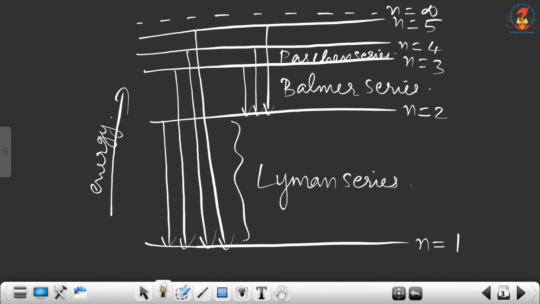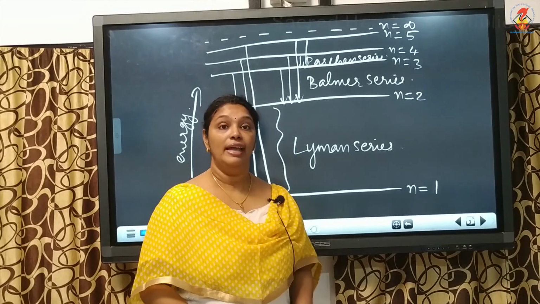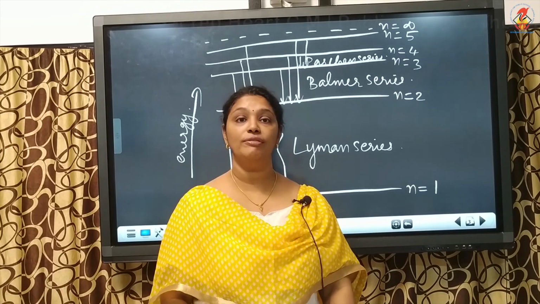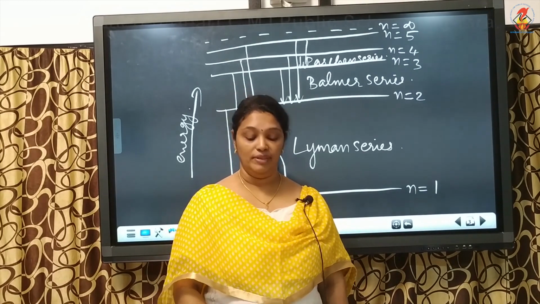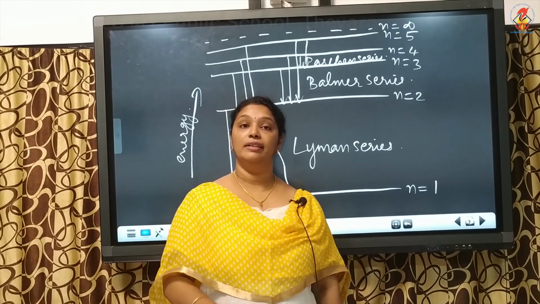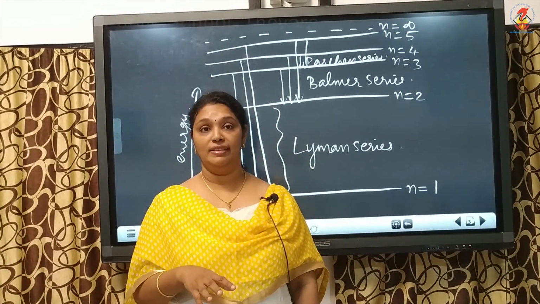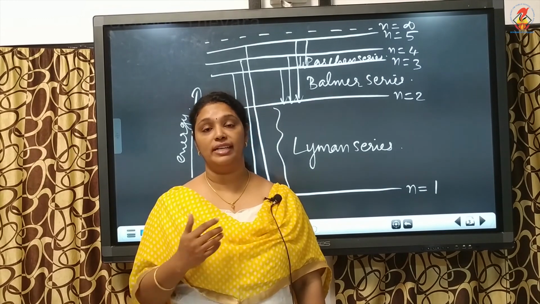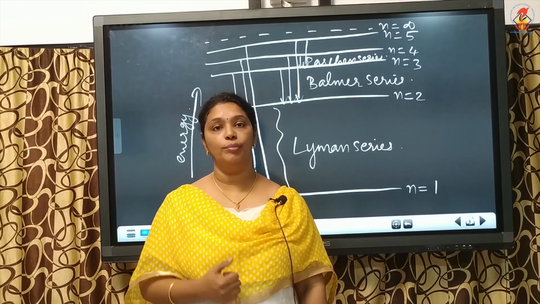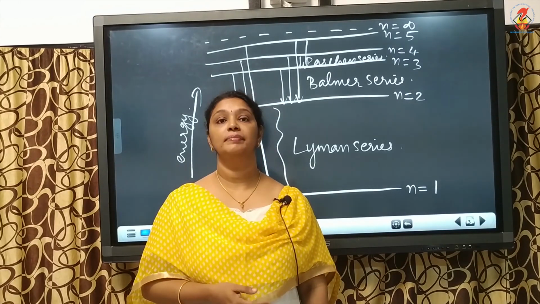Now next we have n equal to 3 as our Paschen series, and in Paschen series the radiations are emitted from n equal to 4, n equal to 5, n equal to 6, etc. So this is the energy level diagram of the line spectrum of hydrogen. With this the line spectrum gets over. So these are the different developments, that is the dual character of light as well as atomic spectra, that led to the formulation of Bohr model of atom. Thank you.